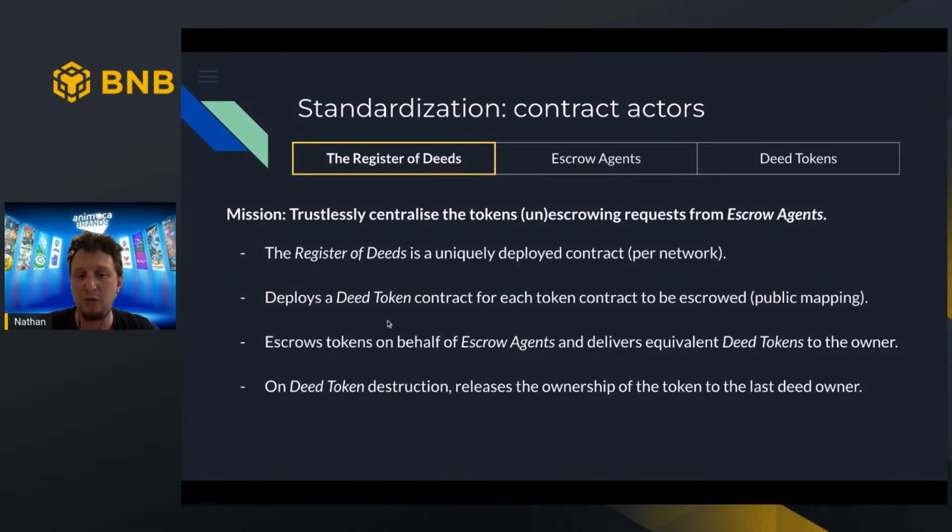Then it will escrow the tokens on behalf of the escrow agents and deliver the Bored Ape Prime if you escrow Bored Ape. And finally, on token destruction, as we've seen before, it will release the ownership of the token to the last known deed owner. Okay, that's it for the register of deeds.